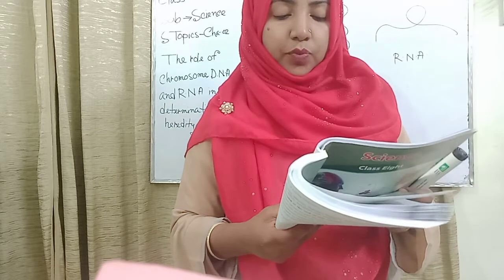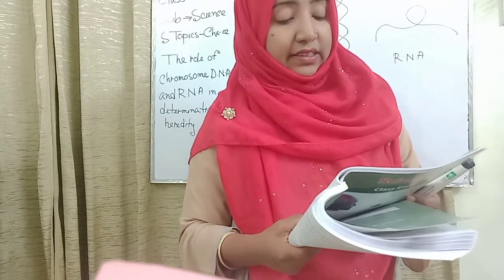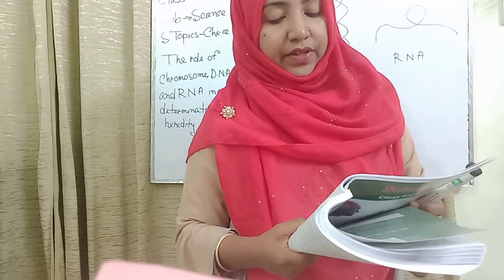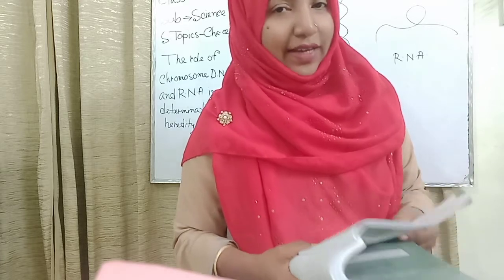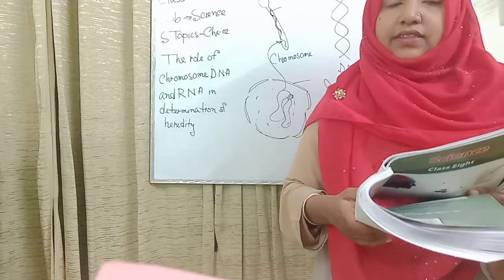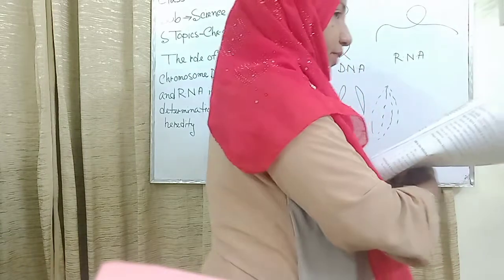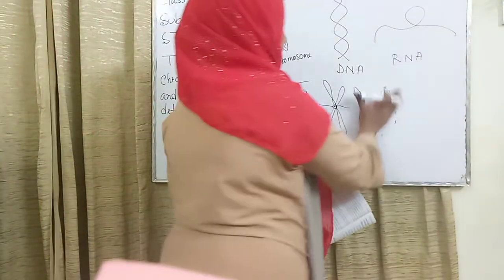It is proved from different experiments that parts of DNA act as genes, i.e. DNA itself is a gene. DNA is directly transmitted from the parents to the progeny. Now, in the case of some viruses, DNA is absent. Example: TMV. Please everyone write down, copy. Here is the TMV.